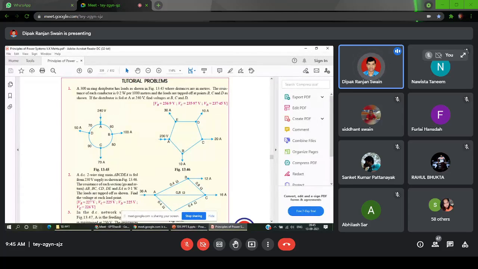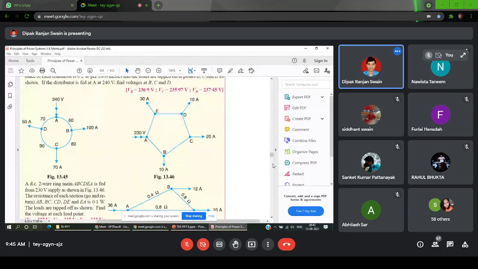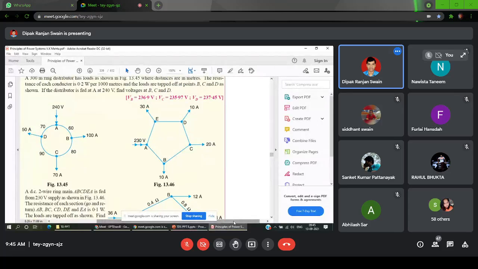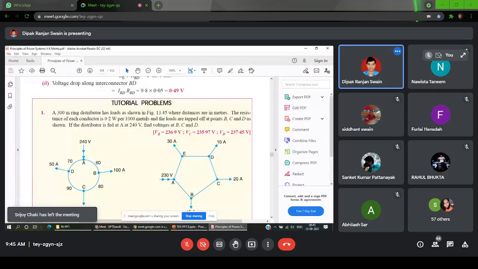So a 300 meter distributor has loads as shown in figure 13.45. So this is the figure I am talking about. Distances are in meters, and the resistance of each conductor is 0.2 ohm, actually 0.2 ohm per 1000 meters. The loads are tapped off at points B, C, D. And if the distributor is fed at point A at 240 volt, find the voltages at B, C, D.